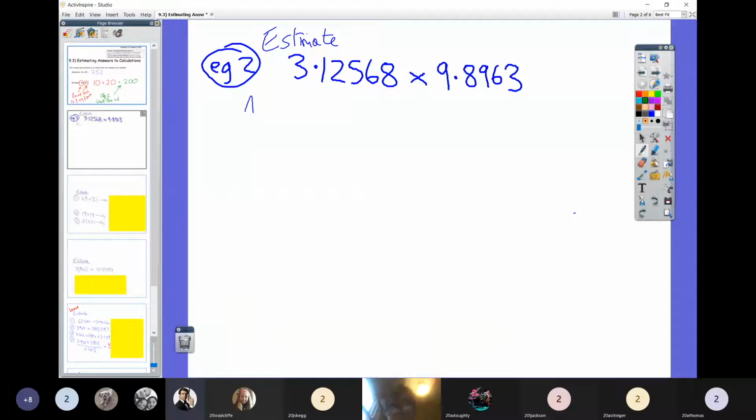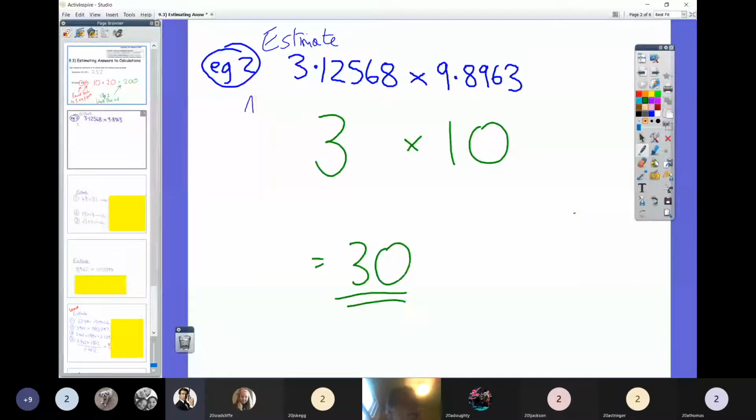So we've got to estimate that calculation. Step 1, round each to one significant figure. So 3.12568 will be 3. Then round 9.8963 to one significant figure, that will be 10. Remember, each of those numbers in green has only one digit which is not a 0. The first one's got a 3, the second's got a 1. And then step 2, you do the maths. So 3 times 10 is 30. And that is an estimate for the question at the top. So that's all we are doing today.